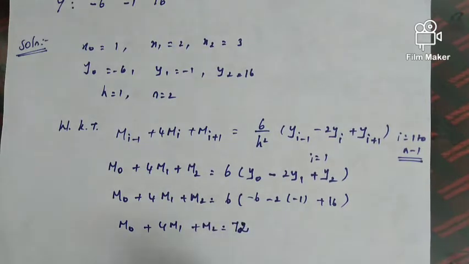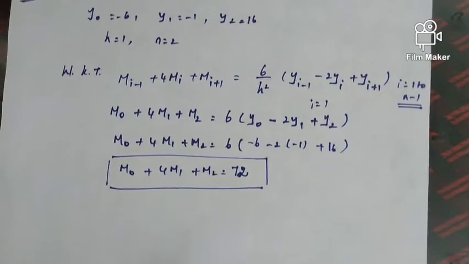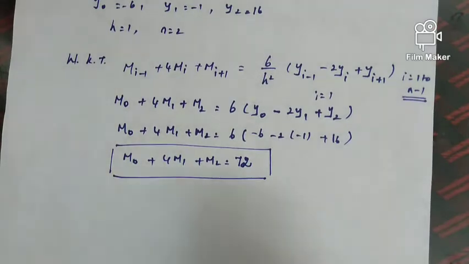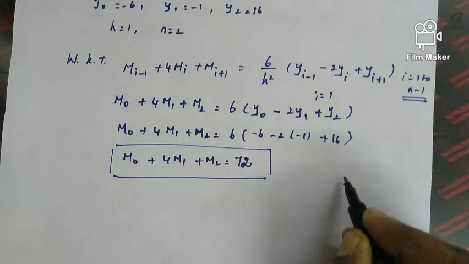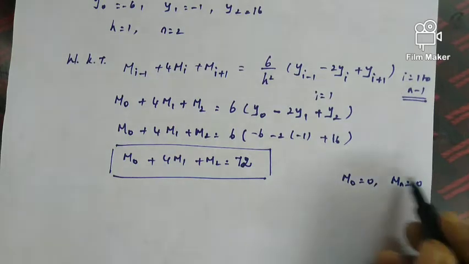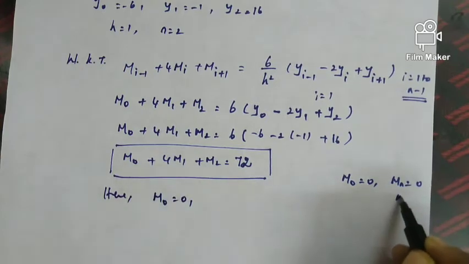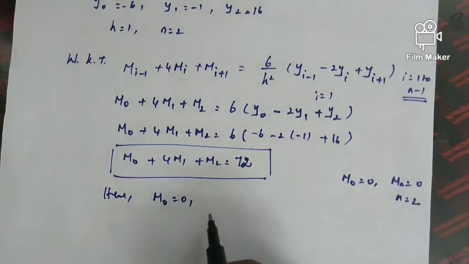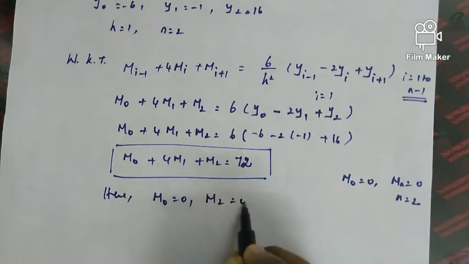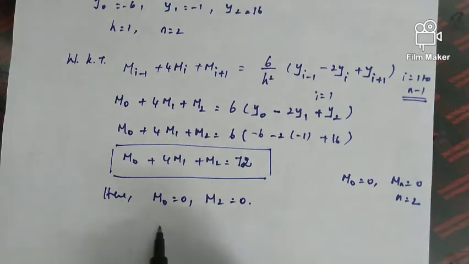Okay, in this equation, m0, m1, m2 are involved. We know very well that in the theory part we have written m0 equal to 0 and mn equal to 0. We are applying this result here. What will happen? m0 equal to 0 and here n equal to 2. That means m2 equal to 0. Substituting these two values in this equation, we can get 4m1 equal to 72, which implies m1 equal to 18.